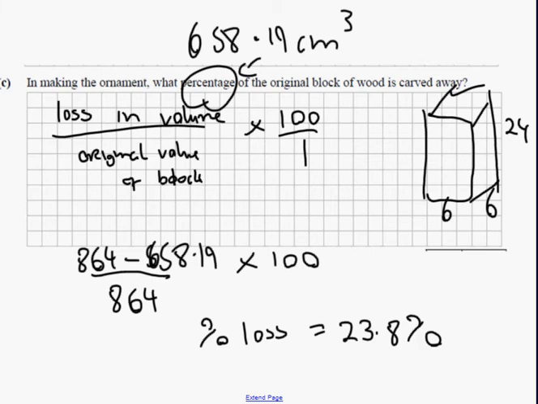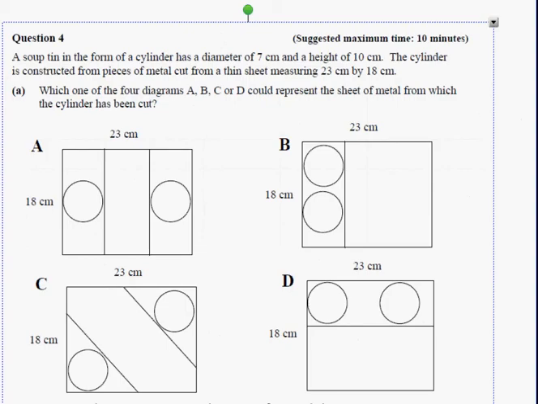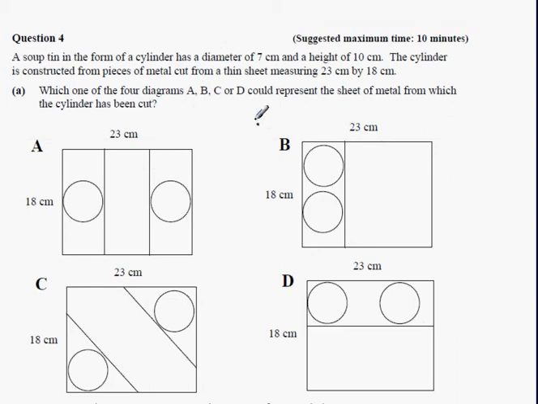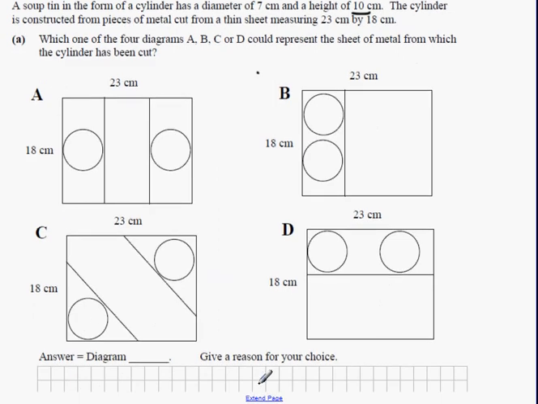Okay, moving on, question 4. This one's very important, guys, let me show you why. A soup tin in the form of a cylinder has a diameter of 7 and has a height of 10. The cylinder is constructed from pieces of metal cut from a tin sheet measuring 23 by 18. Which one of the 4 diagrams A, B, C or D could represent the sheet metal from which the cylinder has been cut? Now let's show you what's going on here.